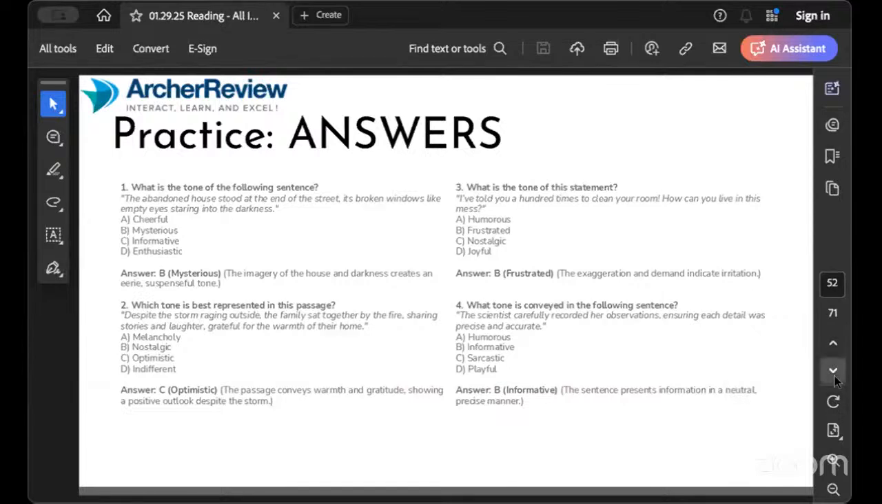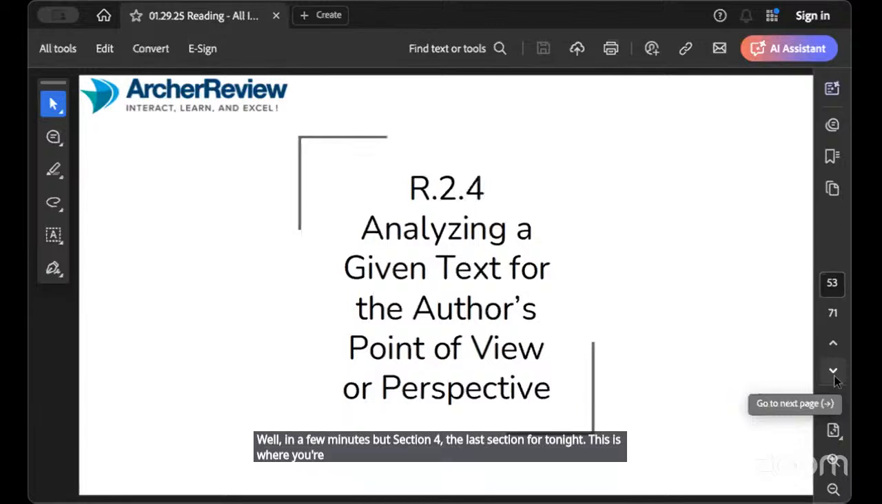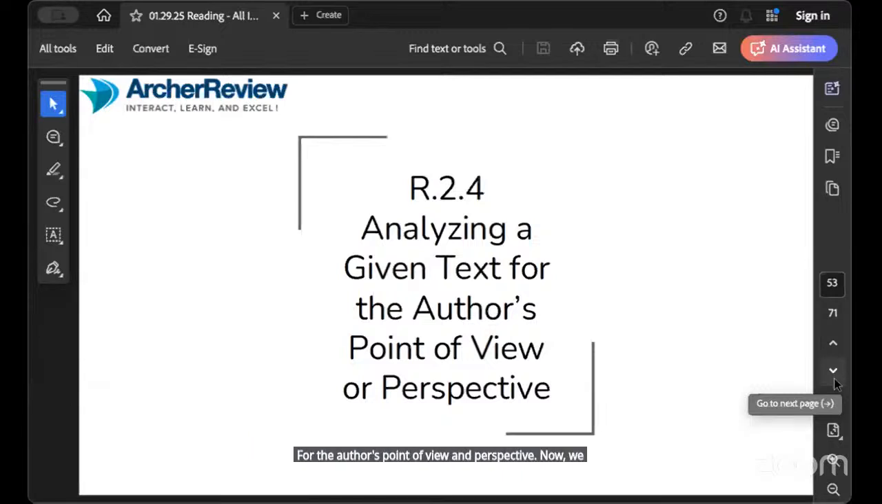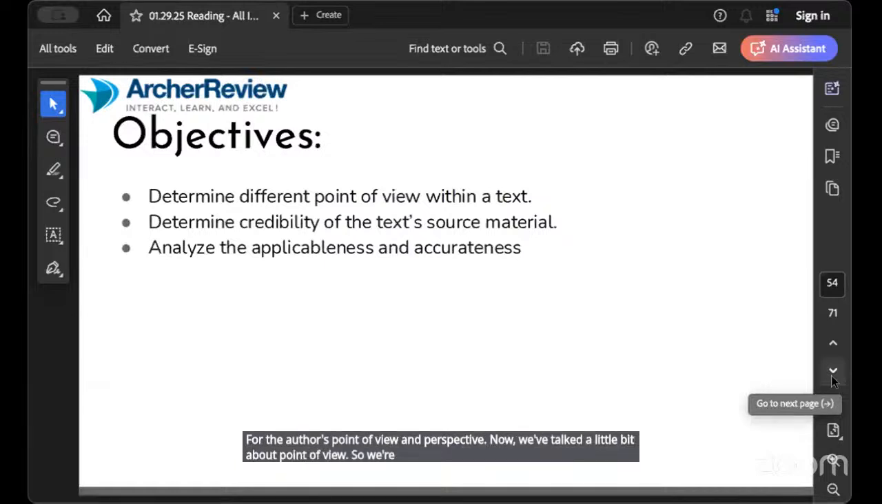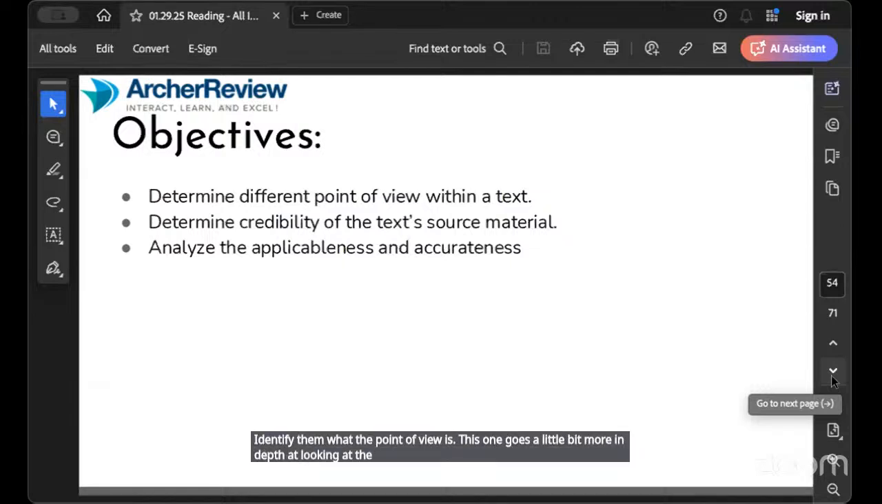All right, then. Okay, so like I said, we'll come back and practice a little bit more with that in a few minutes, but section 4, the last section for tonight. This is where you're analyzing a given text, so a text that they give you, for the author's point of view and perspective. Now, we've talked a little bit about point of view, so we're going to look a little bit further into it. So this is where you do need to be able to read a passage, identify what the point of view is, and this one goes a little bit more in depth at looking at the credibility of the text's source material. So what are they basing their information off of? And then analyzing applicableness and accurateness of that material.